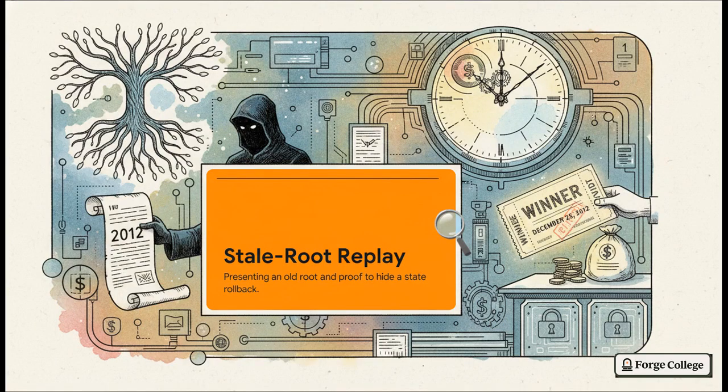This is a genuinely fascinating attack where an adversary presents an old root along with a perfectly matching proof to hide a state rollback. It's exactly like walking into a convenience store and trying to cash a winning lottery ticket from 2012. I mean, yes, the ticket was real, and yes, the math and the numbers check out perfectly, but accepting it way outside of its proper time frame, that's a fatal operational failure. Timing matters just as much as truth here.